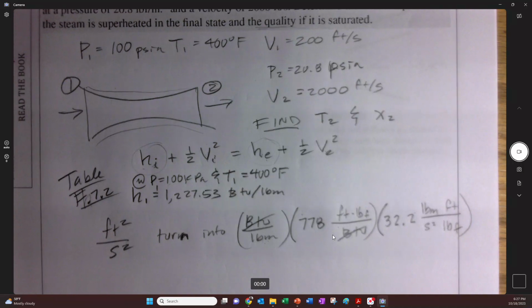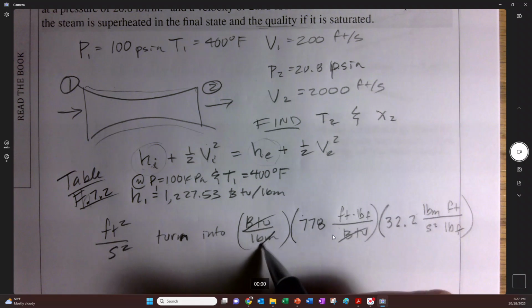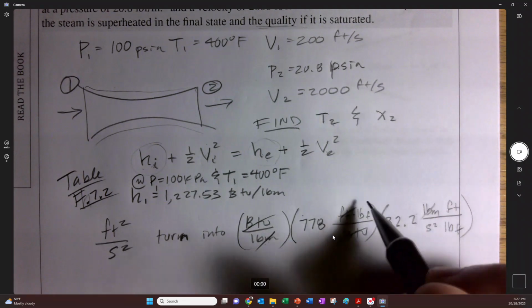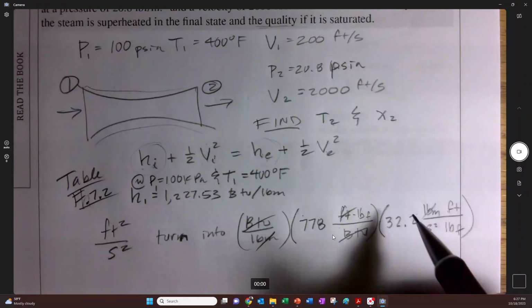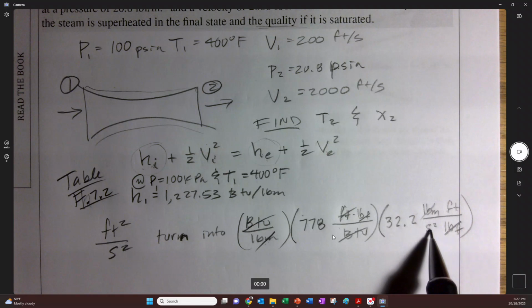I know it's a stupid thing. But if you look at this, pound mass goes away. Feet, no, we don't want the feet to go away, sorry. We want the pound force to go away. And we're left with feet times feet divided by second squared.